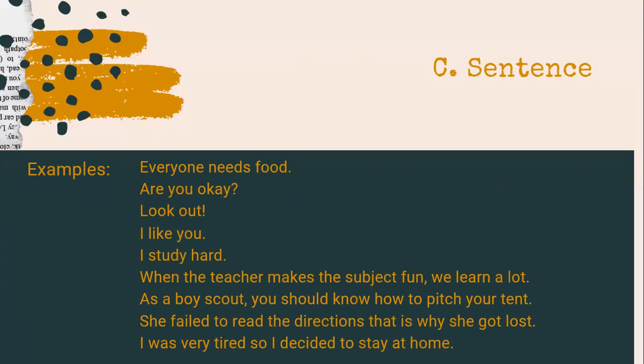Everyone needs food. Are you okay? Look out. I like you. I study hard. When the teacher makes the subject fun, we learn a lot. As a Boy Scout, you should know how to pitch your tent. She failed to read the directions. That is why she got lost. I was very tired, so I decided to stay at home. So those are a few examples of a sentence.